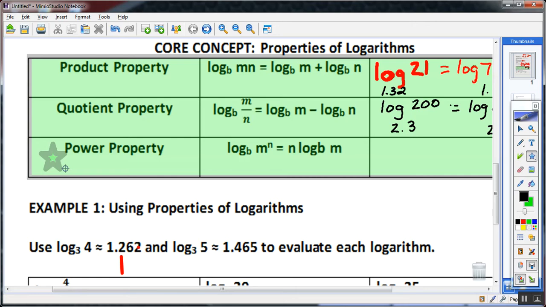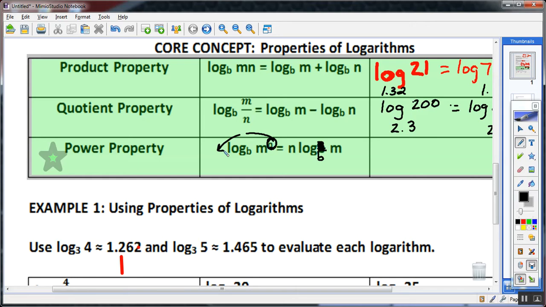If I have log base b of m to what power? n, this is equal to n times the log. This should be base b, so maybe I screwed that up. Make sure you understand this is a base. It should have been down here, like so. This is log base b of m, times n. Where does this exponent really move to then, basically, kids? Where did that move to? Yeah, it moves out front.